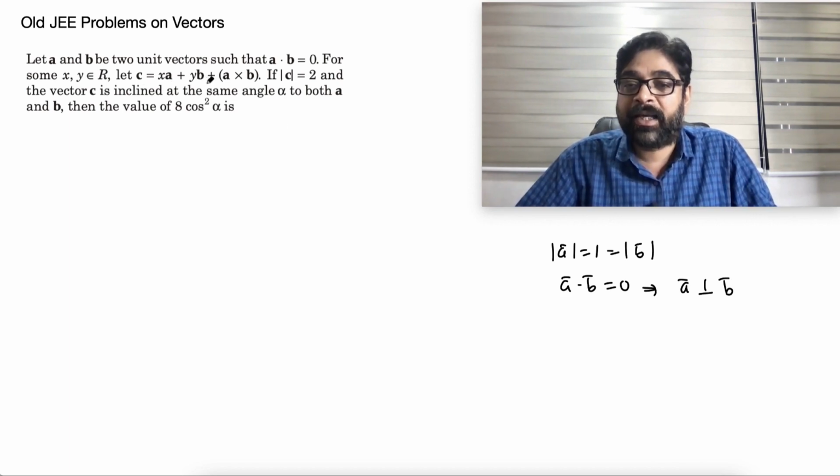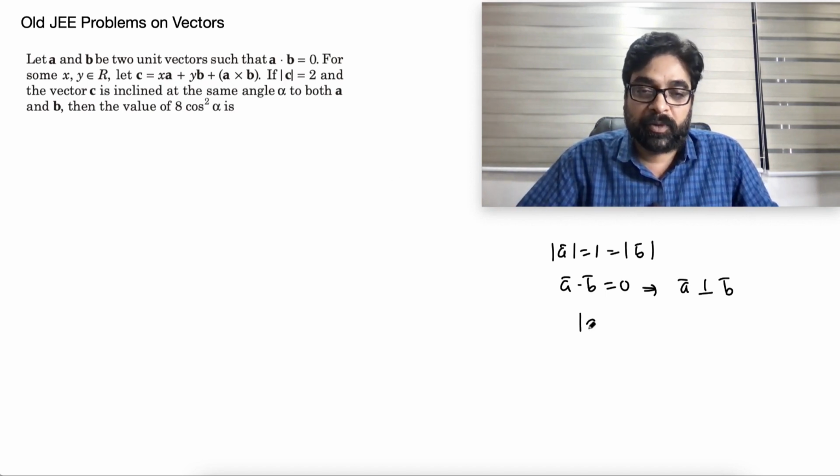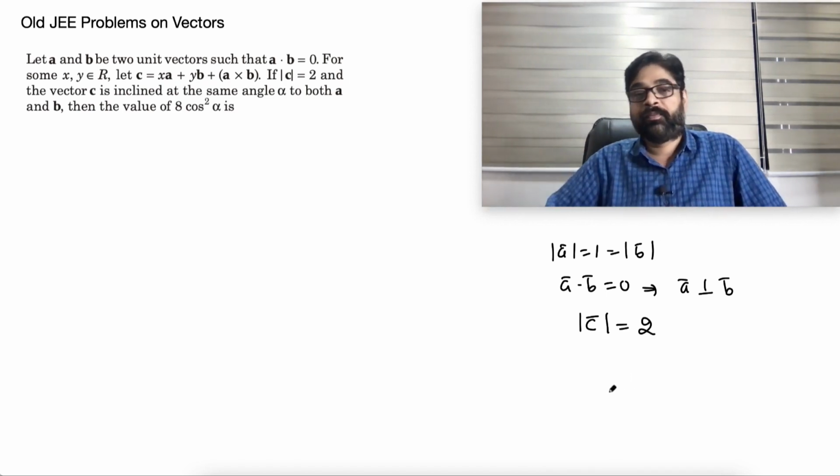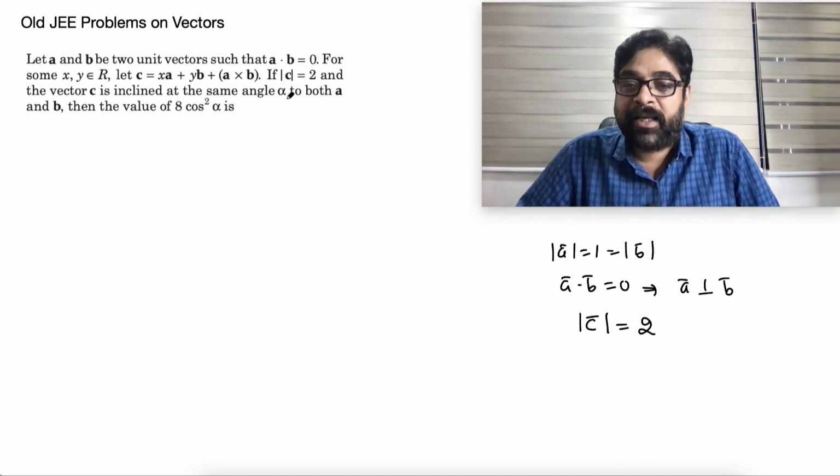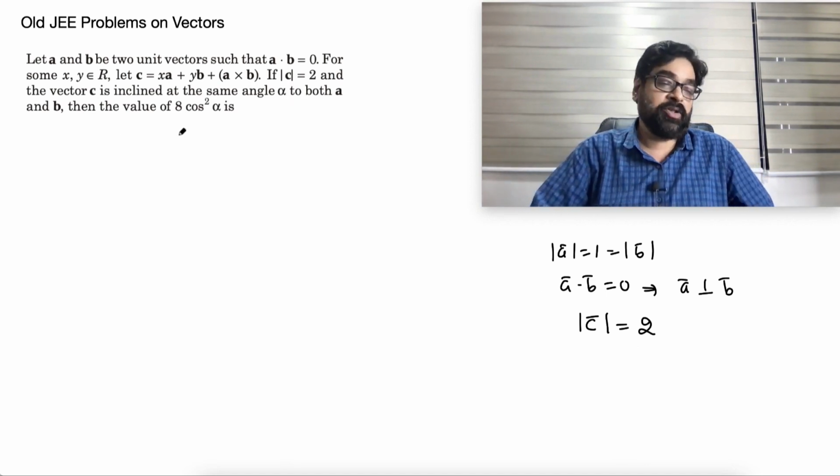And C is xA plus yB plus A cross B. This point I will come back to. Mod C equal to 2. This is another piece of information they gave you. Mod C equal to 2. And the vector C is inclined at the same angle alpha to both A and B, then find the value of 8 cos square alpha.